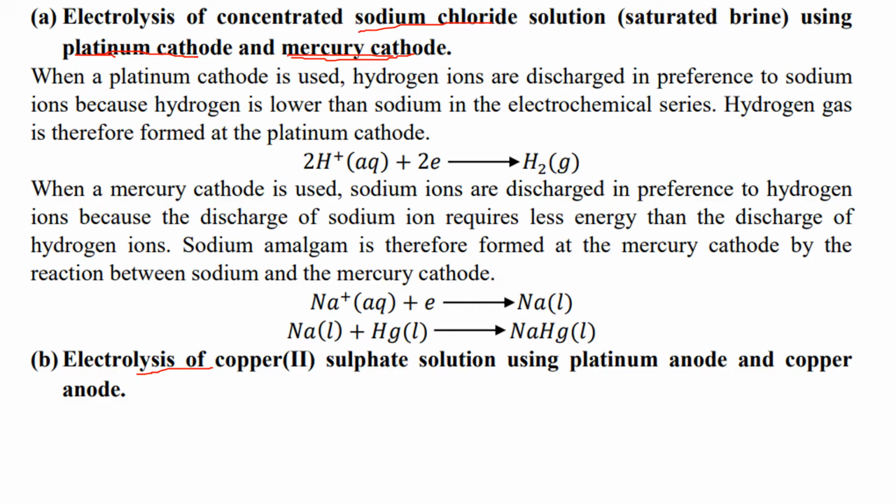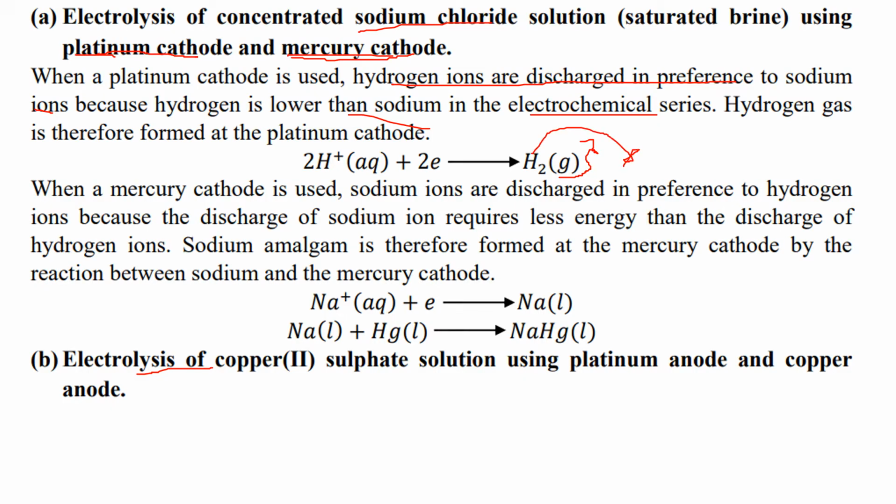So when a platinum cathode is used, the hydrogen ions are going to be discharged in preference to the sodium ions, and the reason is because of the position in the electrochemical series. The hydrogen ion is lower than the sodium ion in the electrochemical series, and therefore hydrogen is going to be discharged at the platinum cathode in preference to the sodium ions. So we shall see effervescence of a colorless gas at the cathode as a result of hydrogen being formed.